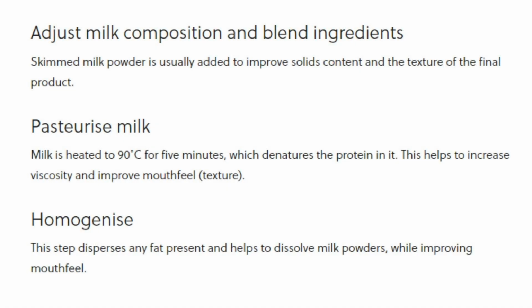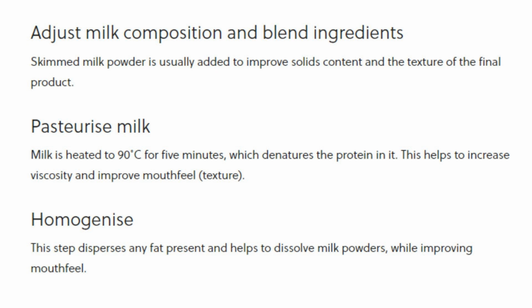Now let's clarify the importance of each and every step. First, adjust milk composition and blend ingredients. Skim milk powder is usually added to improve the solid content and the texture of the final product.